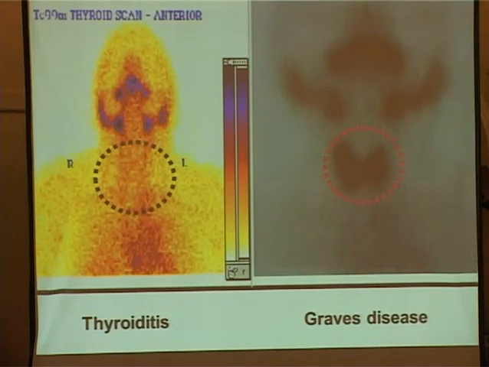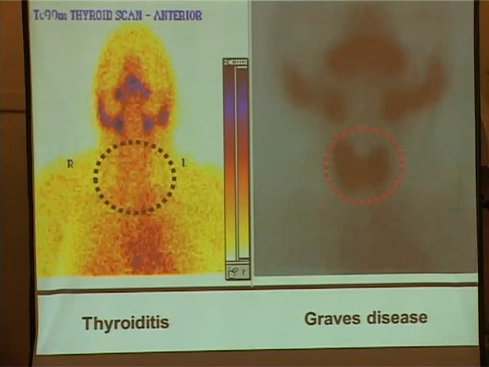Technetium and iodine are chemistry-wise the same, which means whenever iodine can go through the thyroid and the sodium iodide channel, in the same way technetium can also go in. That means what? It's not going in. The gland is inflamed. The gland is undergoing damage. If it was overproducing, then it would take up technetium. When the gland is damaged, it is leaking the already stored thyroxine. That's why it is not taking up. So it's a very simple test.